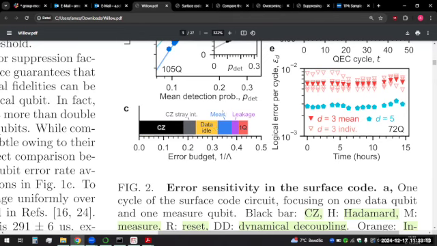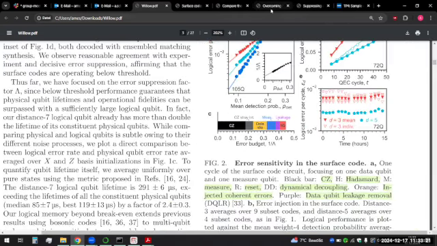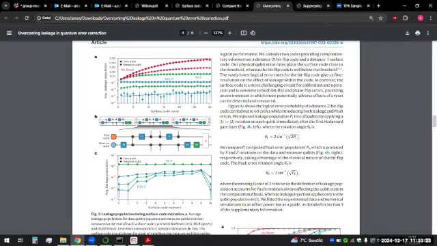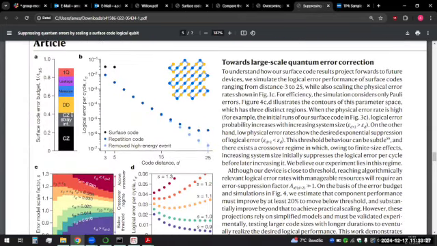Then errors from measurement, from leakage, and from single qubit gates. This is also essentially already present in some older papers. So this is again the 2023 paper, and here they have a very, very similar graph, again from different contributions.